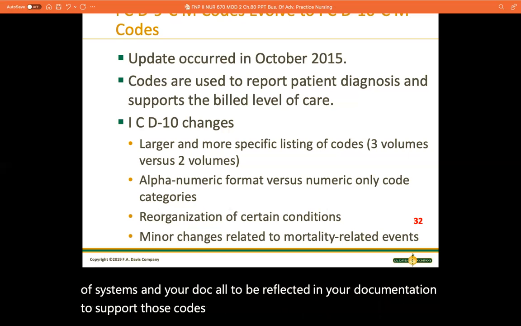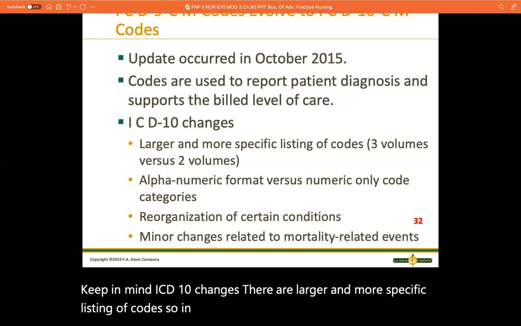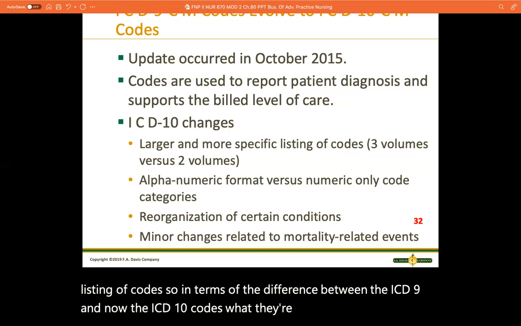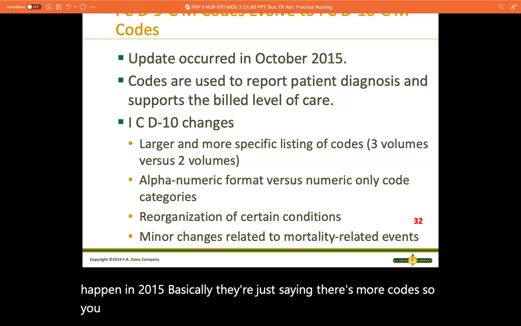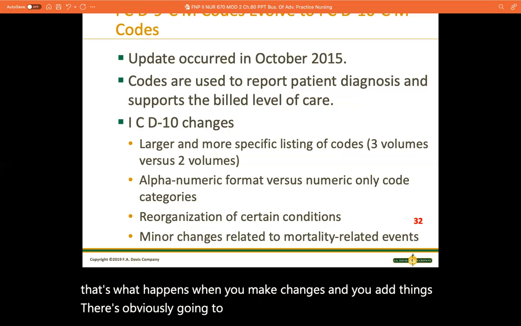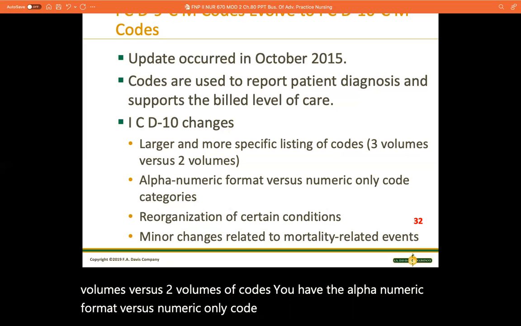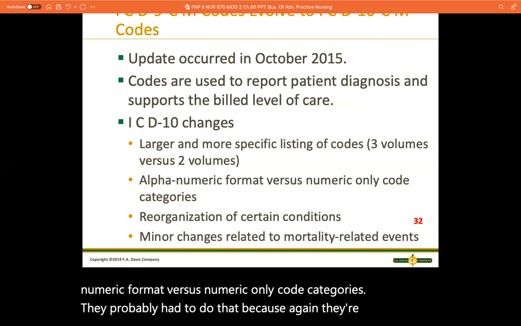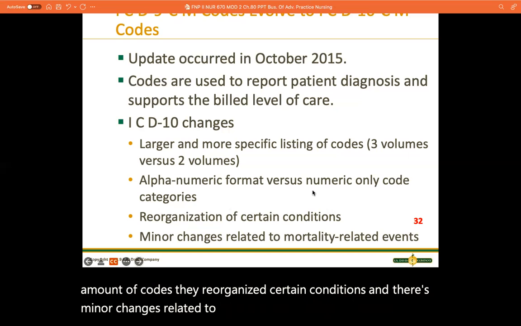Keep in mind, ICD-10 brings larger and more specific listings of codes. In terms of the difference between ICD-9 and ICD-10, the changes that happened in 2015 basically mean there are more codes, which is what happens when you make changes and add things. Now there are 3 volumes versus 2 volumes of codes. You have an alphanumeric format versus numeric-only code categories, probably because they increased the number of codes. They reorganized certain conditions, and there are minor changes related to mortality-related events.